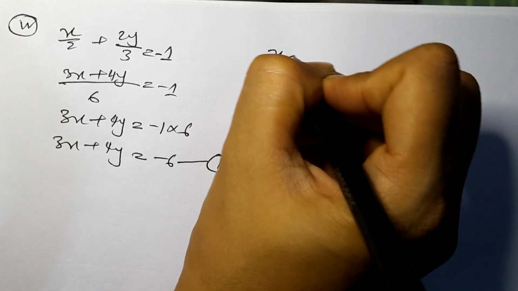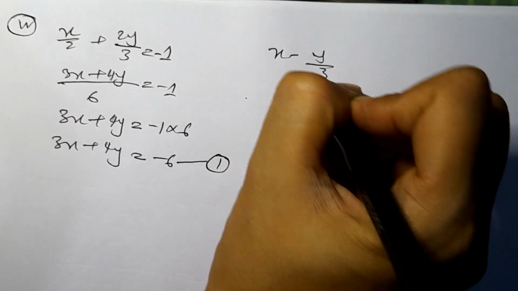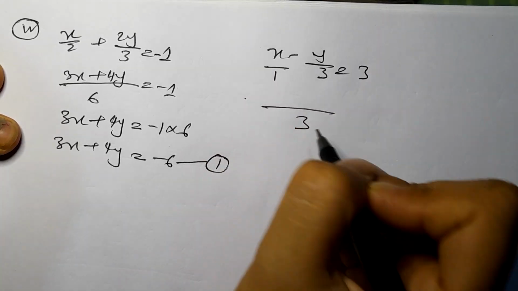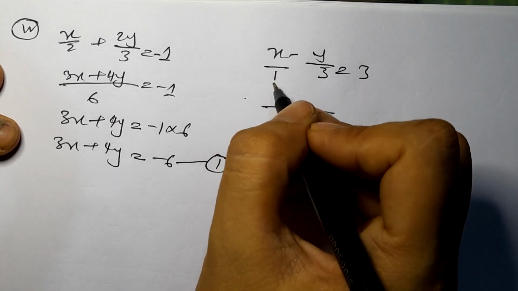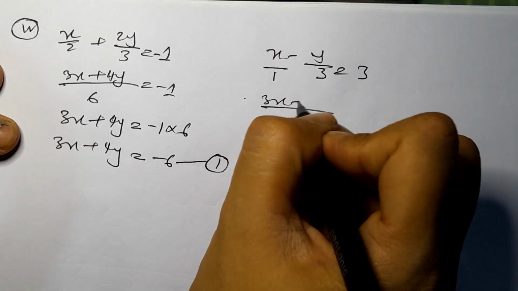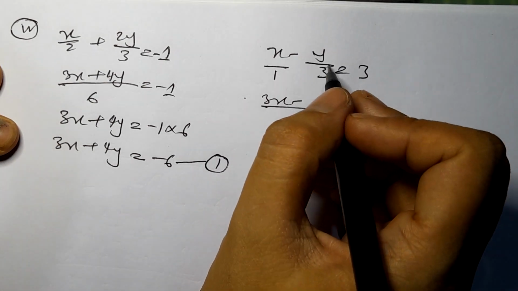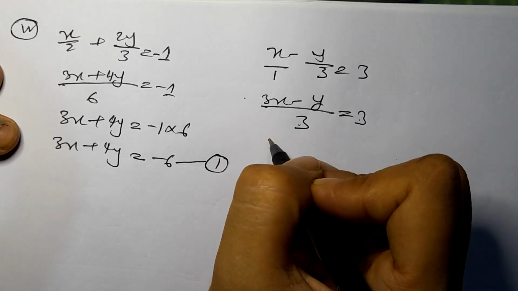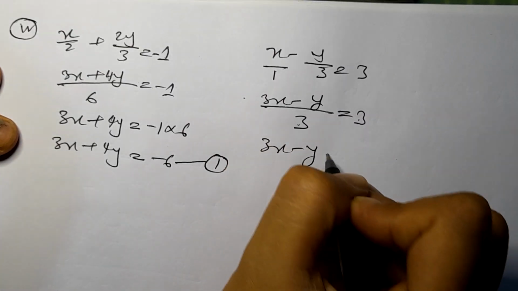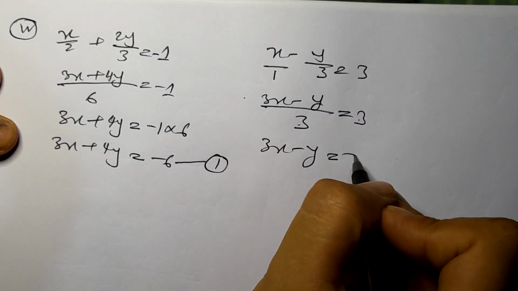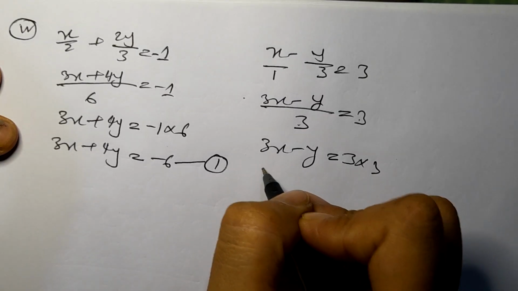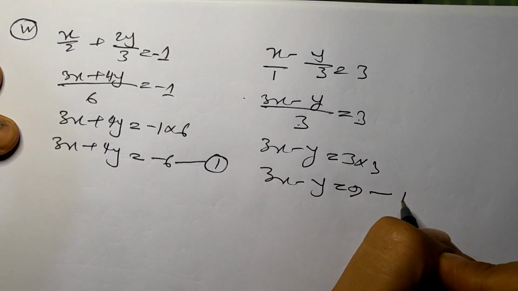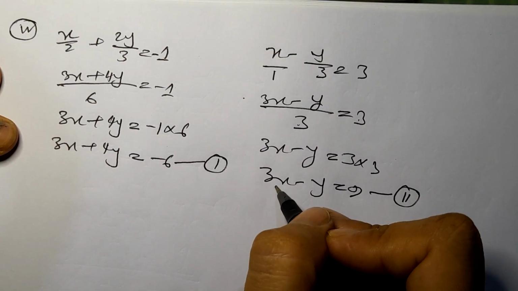Another equation: x minus y divided by 3 is equal to 3. Make it a fraction divided by 1. Take the LCM, it will be 3. So 3 divided by 1 is 3, so it will be 3x, minus 3 divided by 3 is 1, 1 into y is y, equal to 3. Now take the 3 to this side: 3x minus y equal to 3 into 3. So 3x minus y equal to 9. That is equation 2.